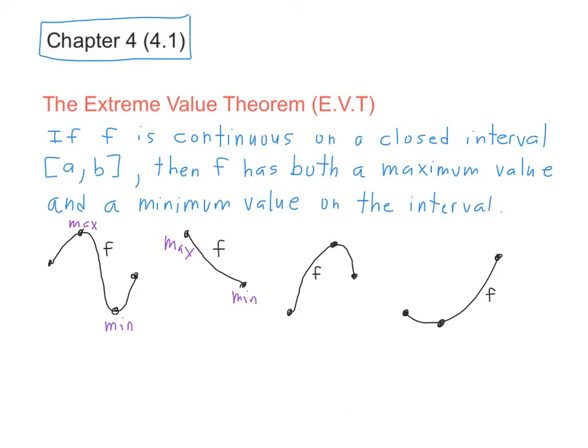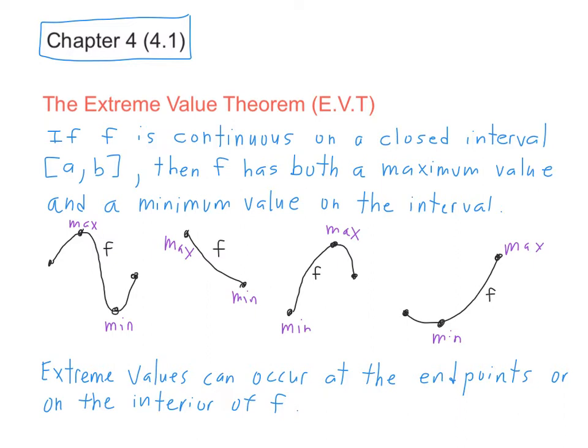Here's an example where the minimum occurs on an endpoint, but the maximum happens somewhere on the interior. And our last one here, we can see our minimum is on the interior and our maximum occurs at an endpoint. So you could have any combination of the min and the max occurring on the inside or on the endpoints. Okay? So again, to summarize, extreme values can occur at the endpoints or on the interior of a function. So just jot that down.